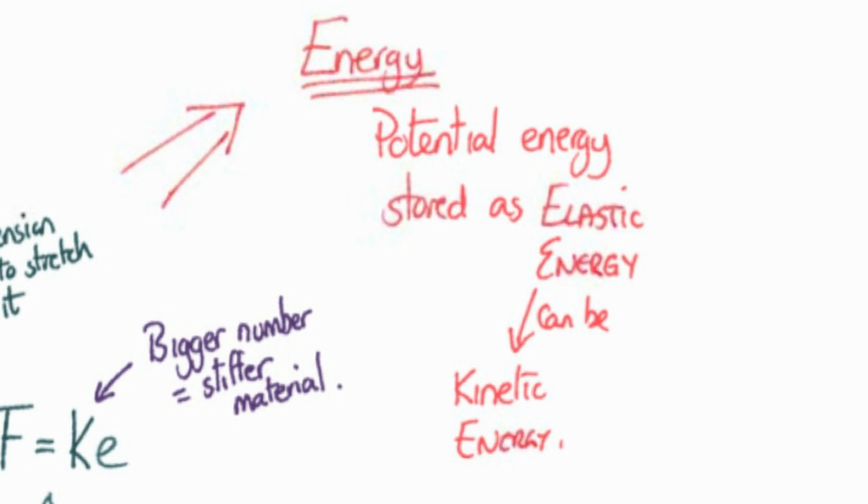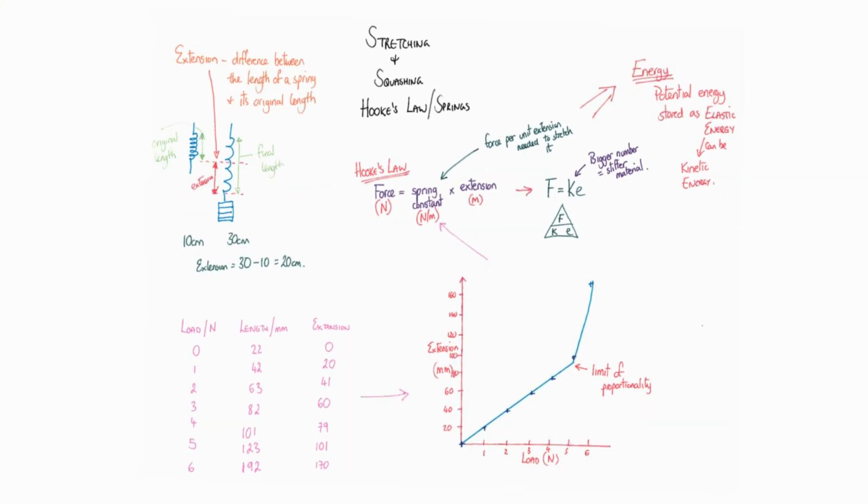Very often they'll have a question about the energy, and what you need to say is that the energy is stored as potential elastic energy, or elastic potential energy. Make sure you've got the word potential in there. The energy stored in it can then be released as kinetic energy if you decide to use the spring a bit like a catapult. So talk about the energy being stored in the spring as elastic potential energy. And that is everything you need to know about Hooke's law and springs.